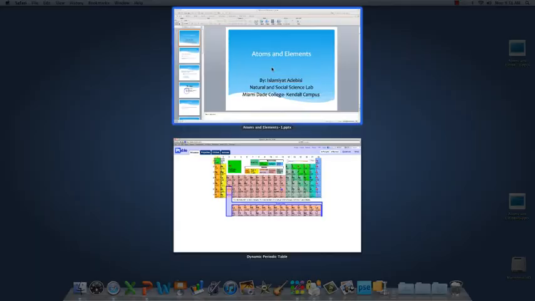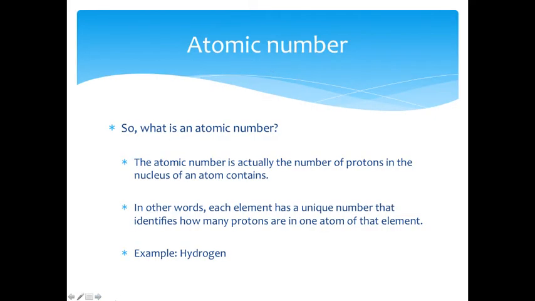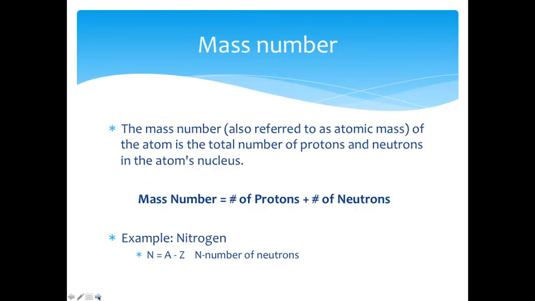Now let's go a little further and go into mass number. The mass number, also referred to as atomic mass of the atom, is the total number of protons and neutrons in the atom's nucleus. So always remember, mass number equals the number of protons plus the number of neutrons.